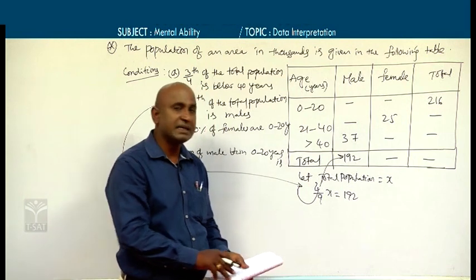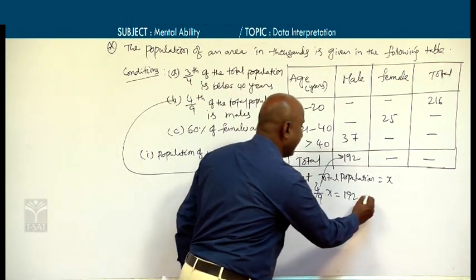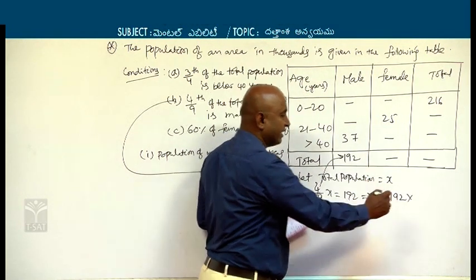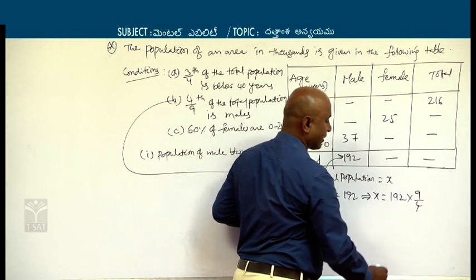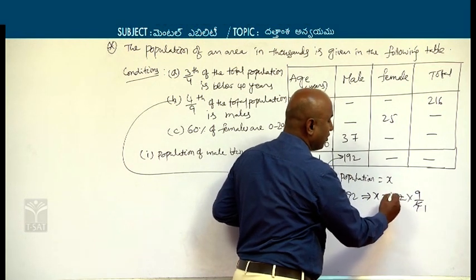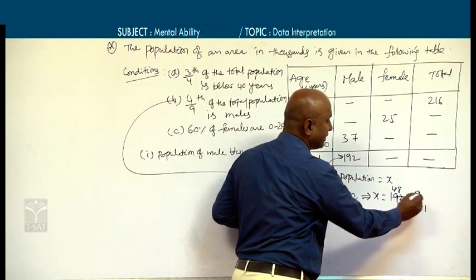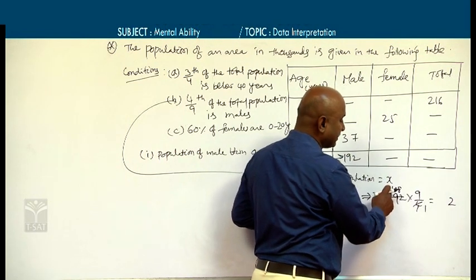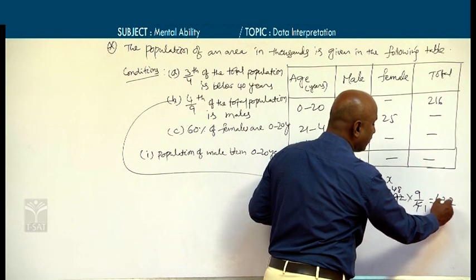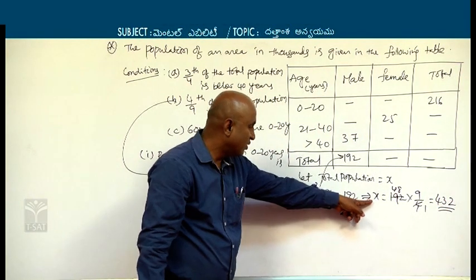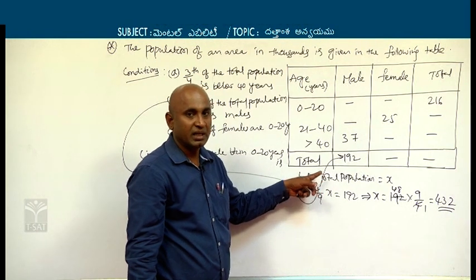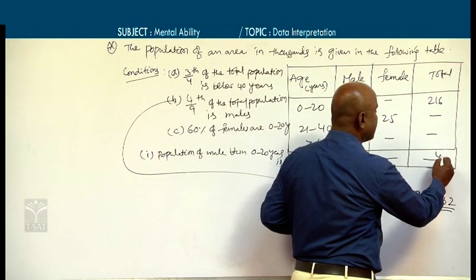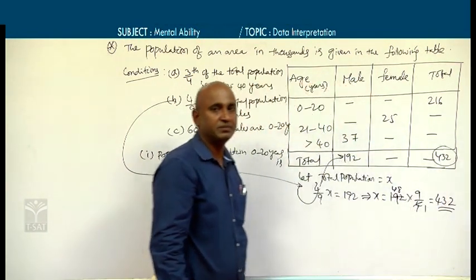So 4/9 x is equal to 192, which implies x is equal to 192 into 9/4. 4 ones are 4, 4 eights are 32. 9 into 48: 9 eights are 72, 9 fours are 36, 36 plus 7 is equal to 43. What is x? We assumed that x is the total population. Now we find that the total population is 432,000. So one of the values is found.